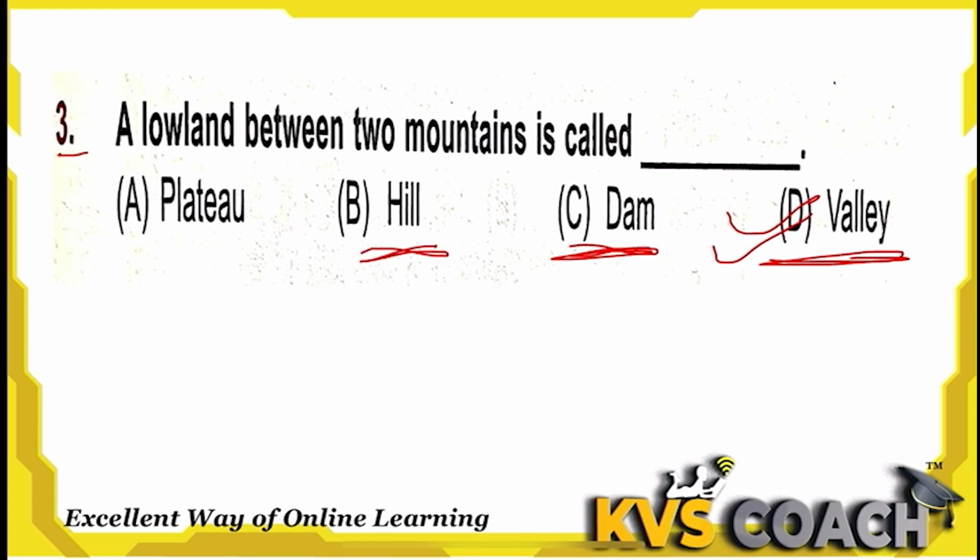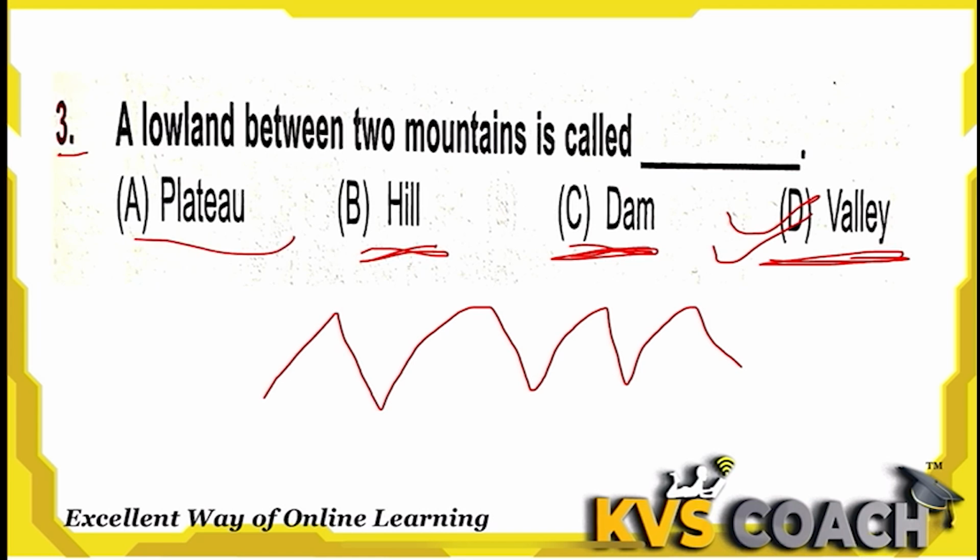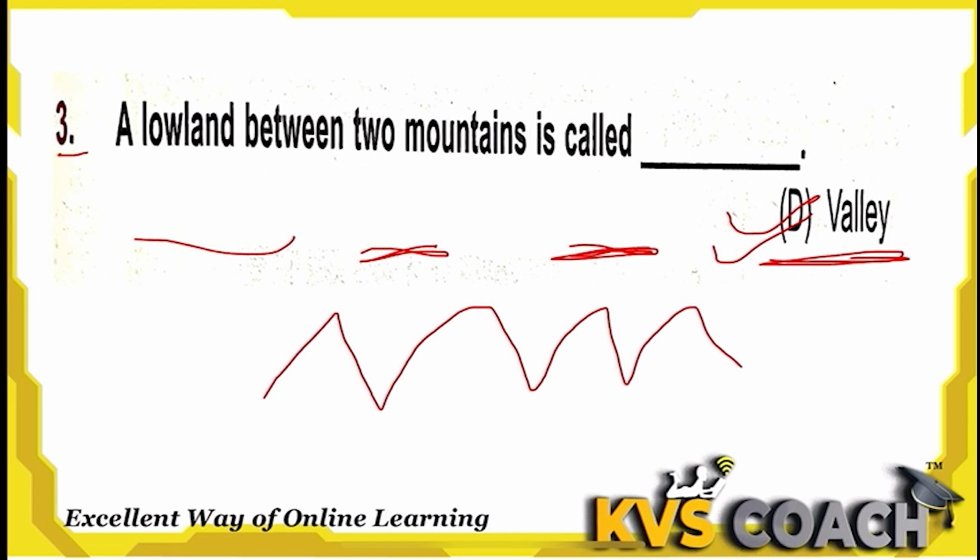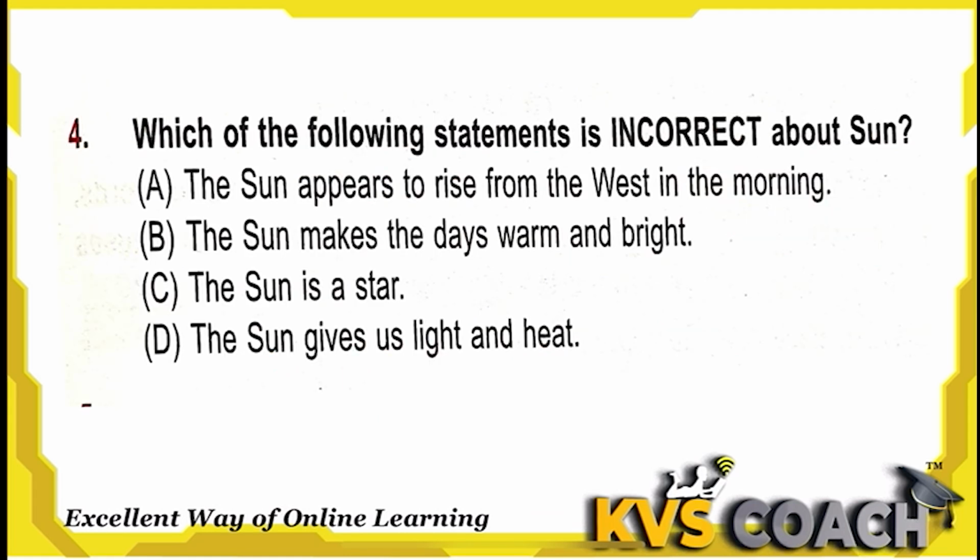Hill, what is a hill? Small mountains are known as hills. Plateau is a flat surface, a plain area, that is called a plateau. Option D, valley is the answer. The area between two mountains is known as a valley.